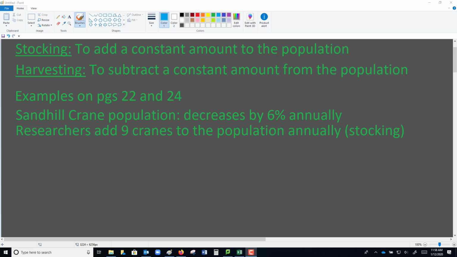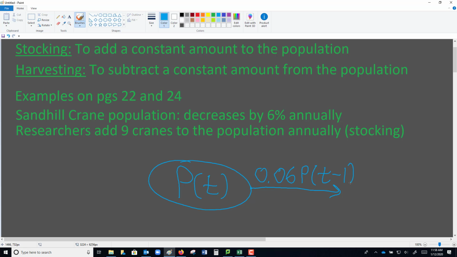I'm looking at examples 22 and 24 in the book about the sandhill crane population. What they say is that it decreases by a constant 6% each year. So if we were to draw a picture of that, remember we can draw our flow diagram with P of t on the inside of the diagram and an outgoing arrow of 6% each year leaving. Remember, we take P of t minus 1 to represent the previous year's population and how it's changing.